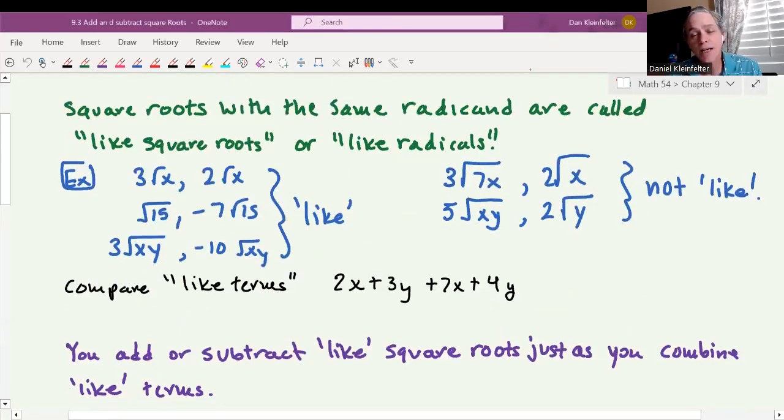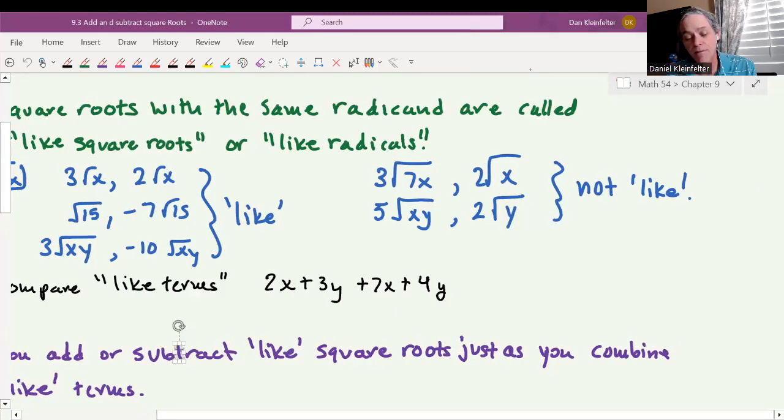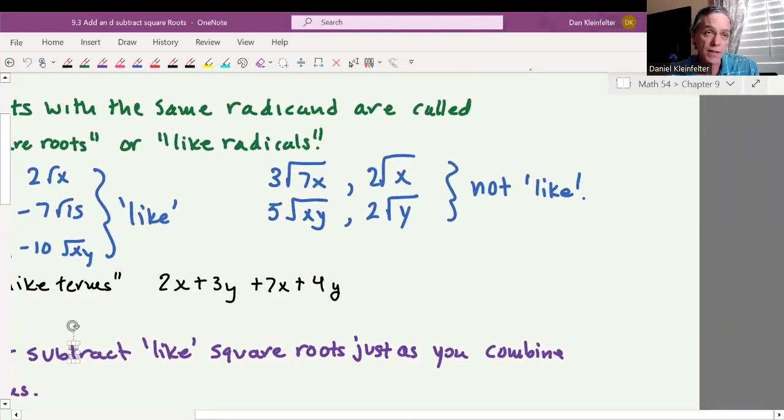Square roots that have the same radicand, that is the same stuff underneath the square root sign, are called like square roots or like radicals. So for example, 3 square roots of x and 2 square roots of x are like radicals because they both involve square roots of x. Square root of 15 and negative 7 square roots of 15 are like. 3 square roots of xy, negative 10 square roots of xy. So the stuff underneath the square root sign is the same, and that makes them like radicals or like square roots.